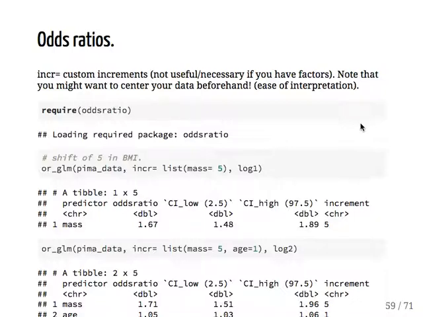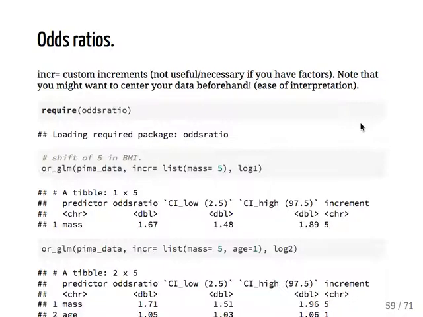And we can also then even say what happens if you have a shift of 5 units in mass. In this case, I think mass is probably BMI, I don't know by heart. That's not useful if you have things which are categorically coded, because then it doesn't make sense to have a shift of 5 units. But for mass, we can do this.